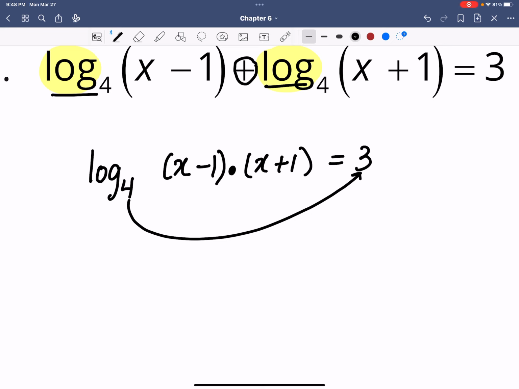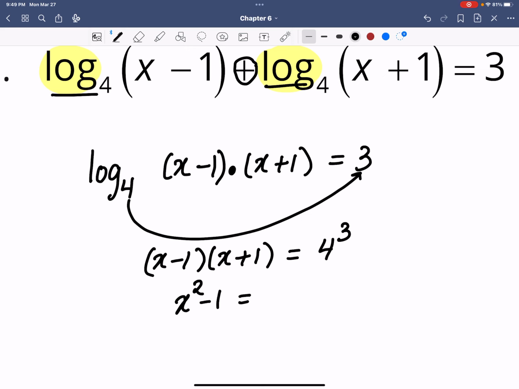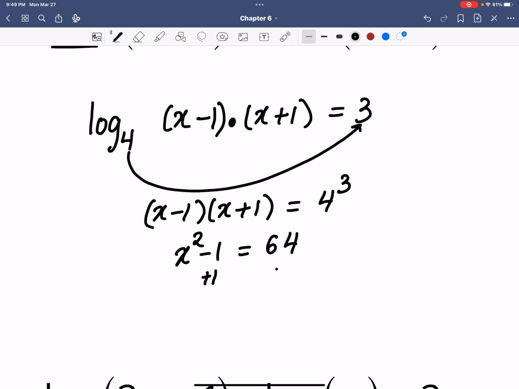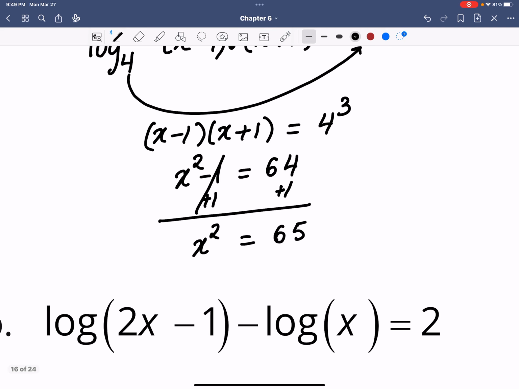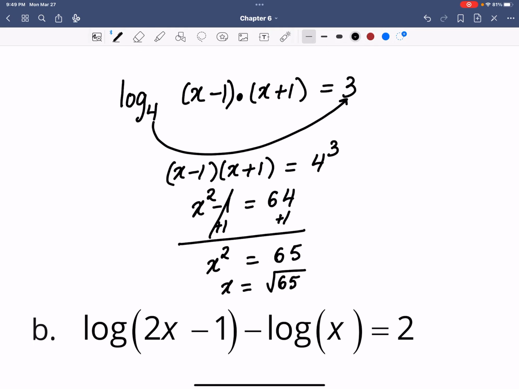And now what do I have? x minus 1 times x plus 1 is 4 goes and kicks 3. That becomes 4 to the power 3. And what is x minus 1 times x plus 1? This is simply x squared minus 1, which is equal to 4 cubed, which is 64. I add 1 on both sides. I end up with x squared is equal to 65. And x is equal to the square root of 65.